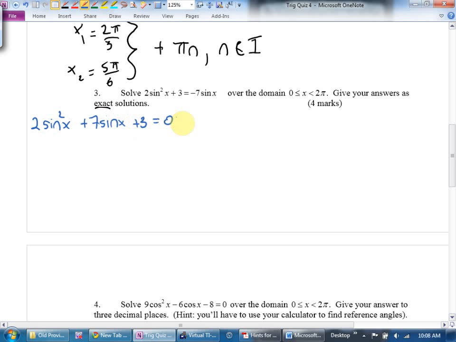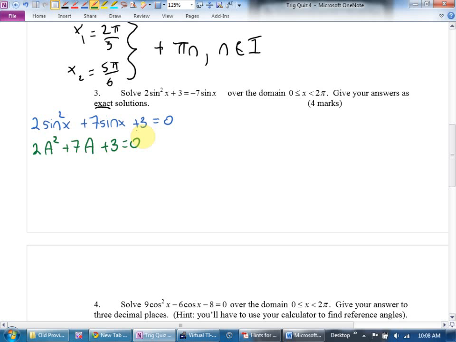Now, what this really is the same as is 2a squared plus 7a plus 3 equals 0. Mathematically, those are equivalent. Now, you don't have to write that if you don't want to. I have some kids that can keep track of the sine and all the factoring. Fine. Good. I'll write this, though.